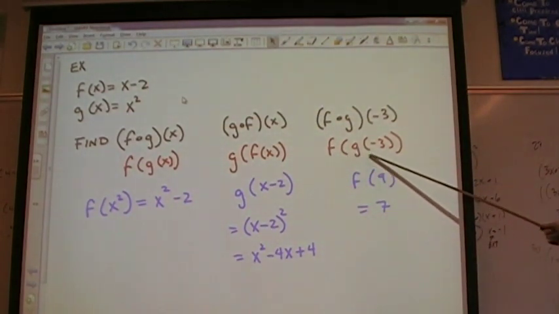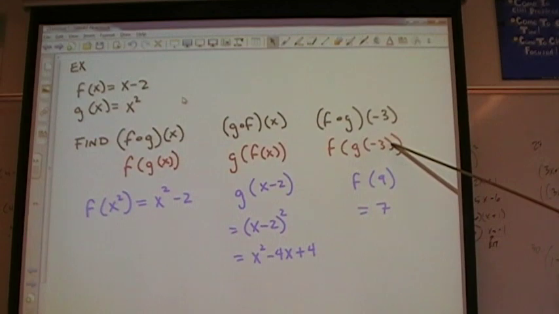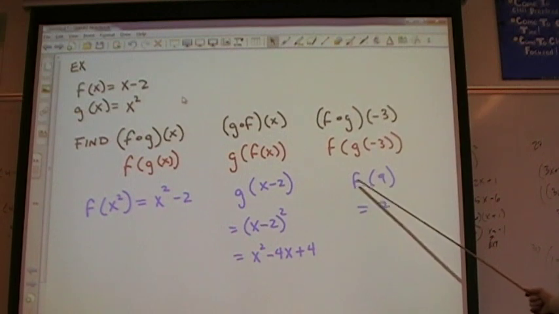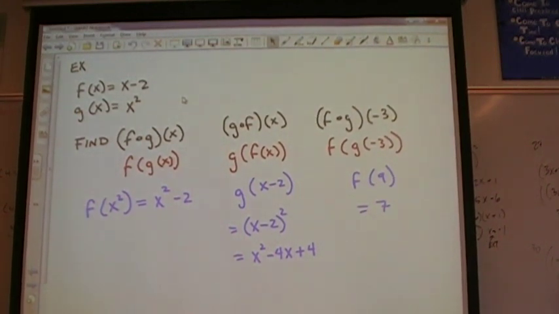Evaluate f of g of negative 3. What's g of negative 3? Positive 9, because negative 3 squared is 9. And then you do f of 9, which is 7. Let me throw one more out there. G of f of 8. Quickly. G of f of 8. 36. F of 8 minus 2 is 6. 6 squared is 36.